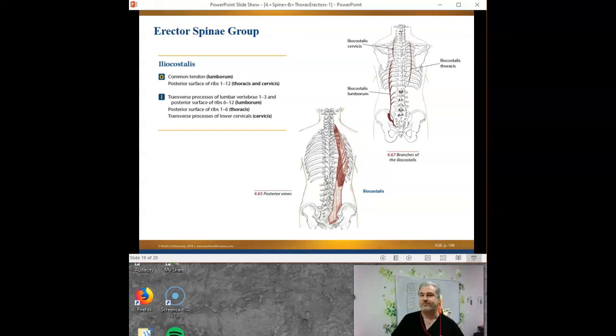That's what they do. And we can kind of see that, right? If I pull one side, it's going to pull the skeleton this way. Pull the other side, it's going to pull the skeleton the other way. Pull both sides, it's going to pull the skeleton back. Yeah? Cool. All right. That's the erector spinae group.